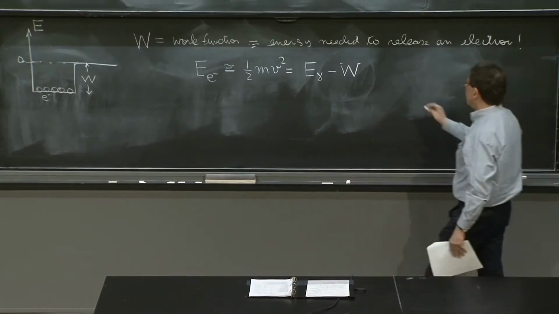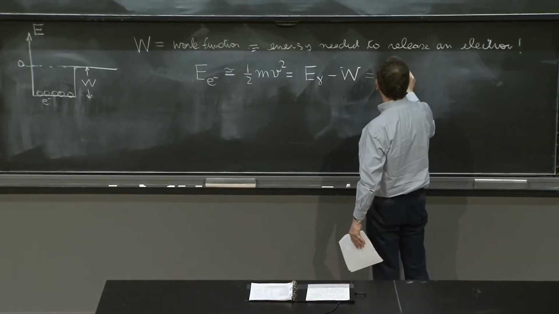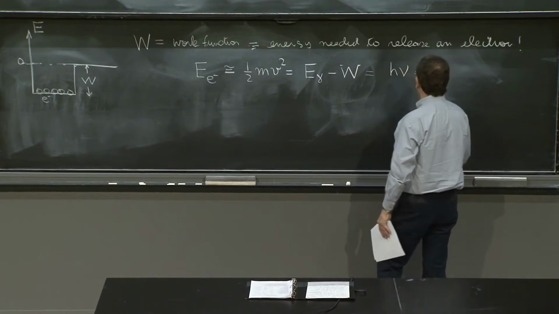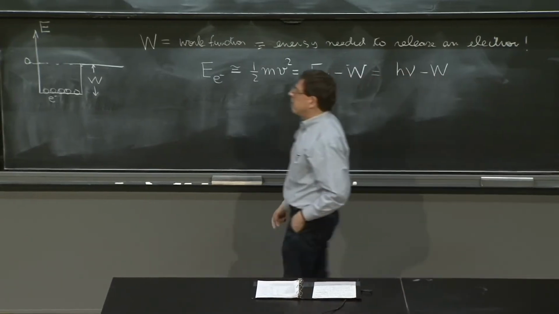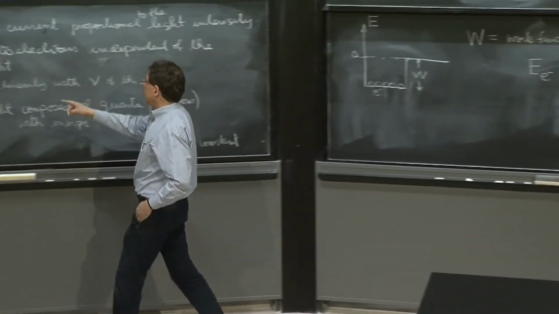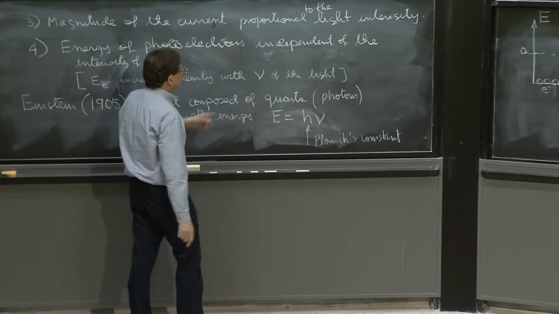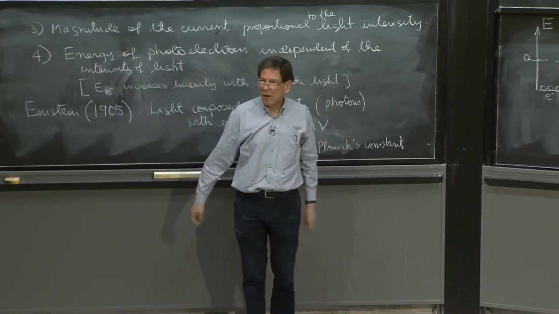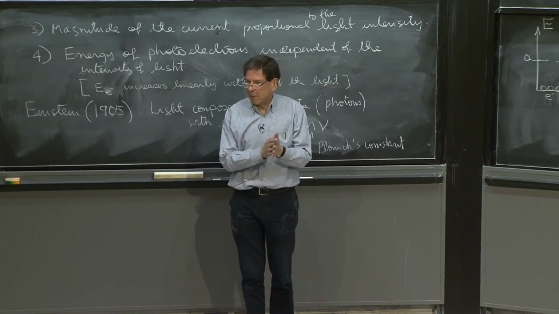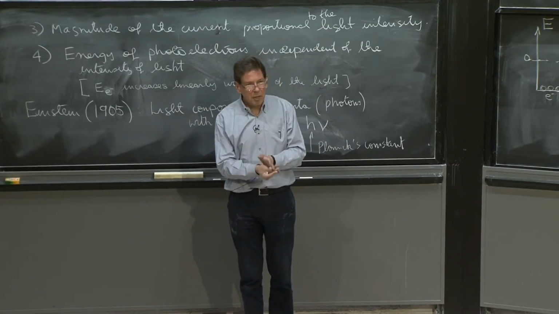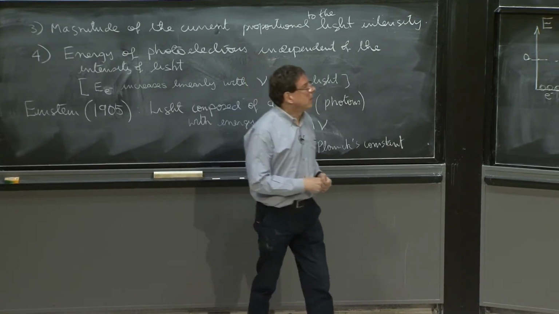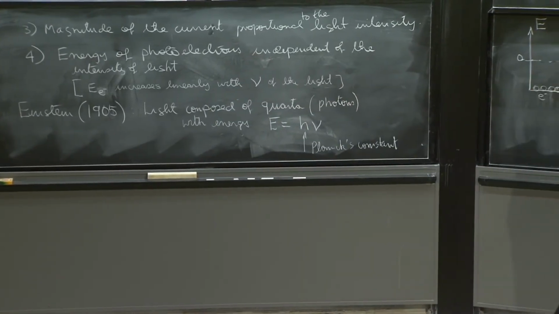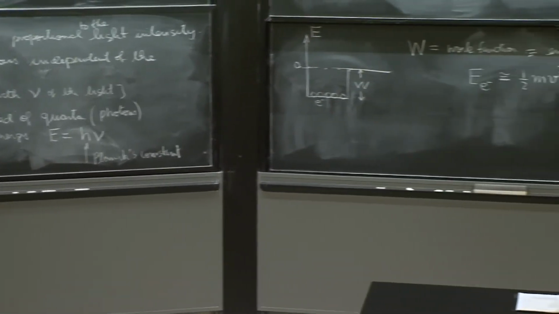So if this is true, this would be hν minus W, and this was considered a prediction because that statement that the energy of the electron increases linearly with the frequency was not quite obvious to people. The experiments were not fine enough. Measuring the energy of the emitted particles was not all that easy either. So this was Einstein's prediction.